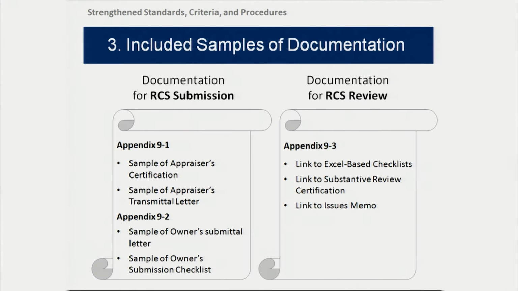The third change I would like to discuss is inclusion of sample documentation. The revised guidance includes templates and samples of letters and certifications. This slide summarizes the samples included in the various appendices. HUD encourages all RCS appraisers and owners to use the suggested samples to promote standardization and consistency in documentation. HUD requires that all RCS reviewers complete the required checklists while performing their reviews. The checklists are provided as links to downloadable Excel files under Appendix 9.3.